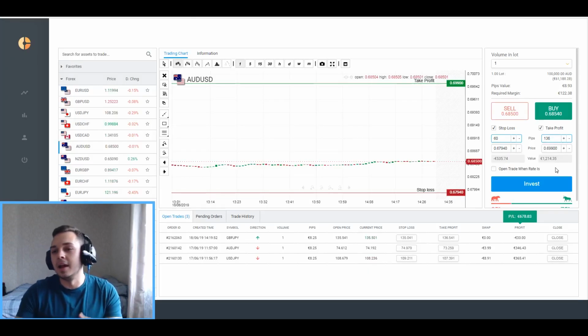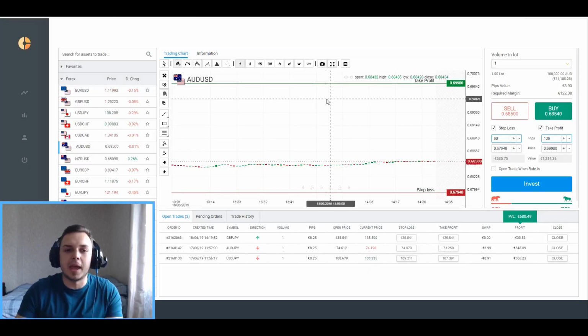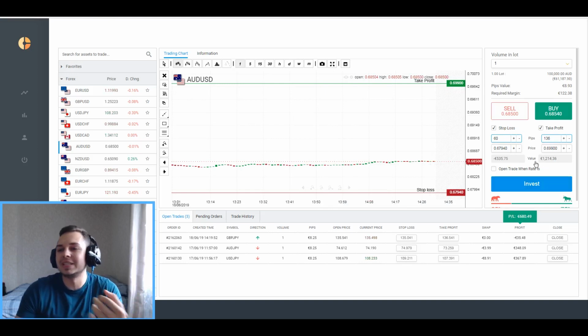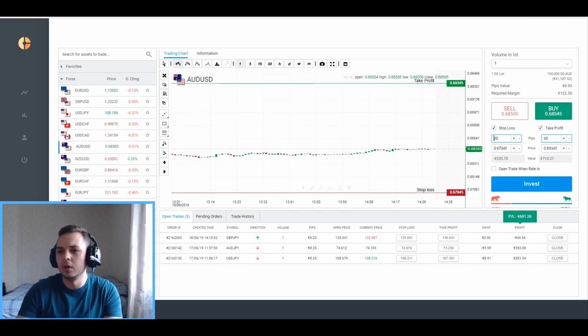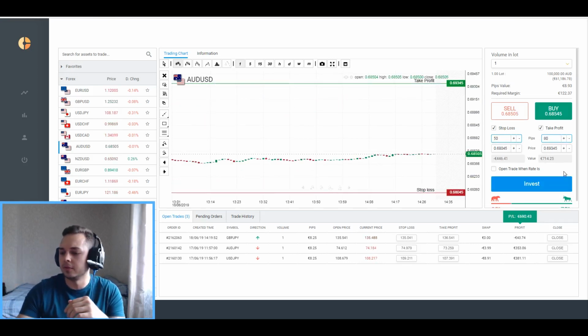So yet again, everything's already set up, AUD-USD, all we need to do is just click invest, but I don't like the take profit level. I think it's way too high and it's going to take around a week to close, 136 pips. If no news is going to come out, it's going to take a while for it to close. So let's just do 80 on this one and let's do 50 for stop loss on this one.